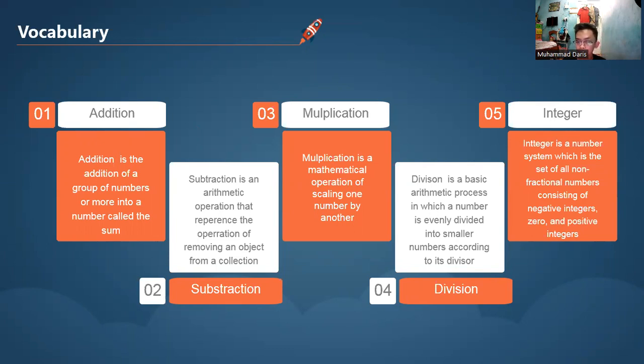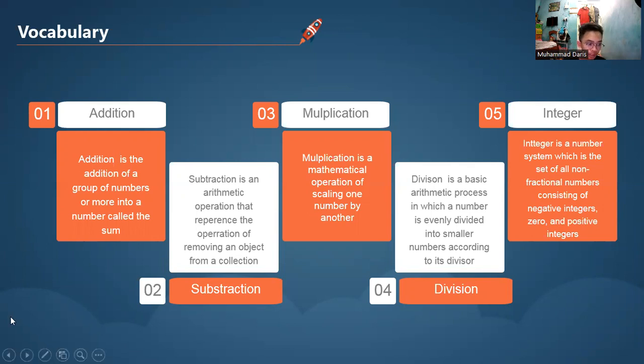Three, multiplication, or in bahasa is perkalian. Multiplication is a mathematical operation of scaling one number by another. Okay. Four, division. Division is a basic arithmetic process in which a number is evenly divided into smaller numbers according to its divisor. Or in bahasa is pembagian. Okay. Fifth, integer. Integer is a number system which is the set of all non-fractional numbers consisting of negative integers, zero, and positive integers. Or in bahasa is bilangan bulat.